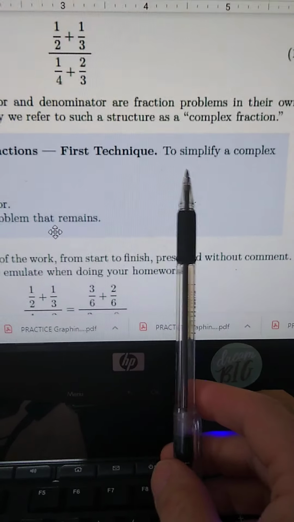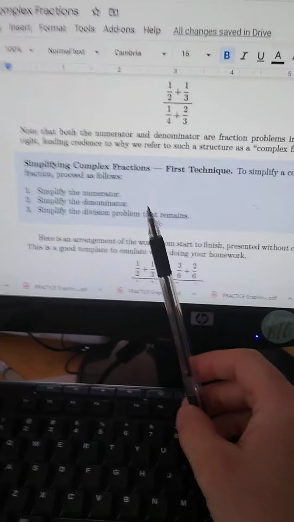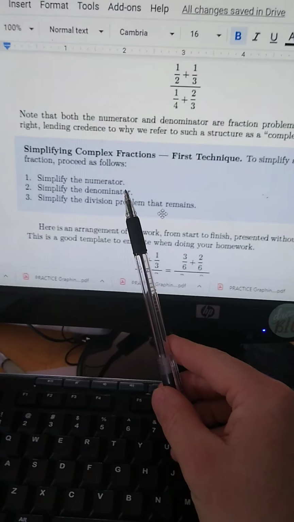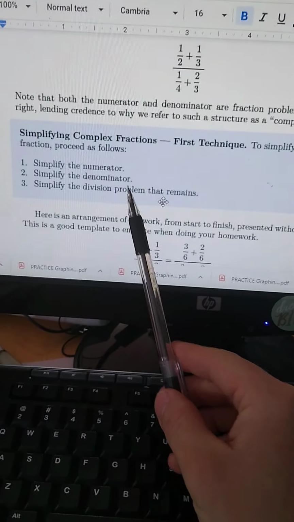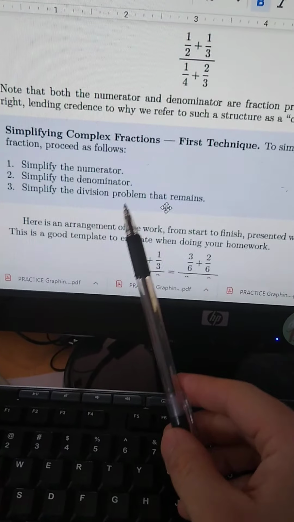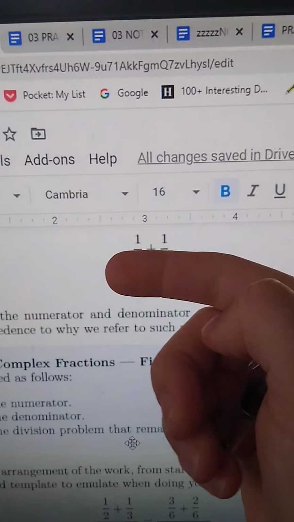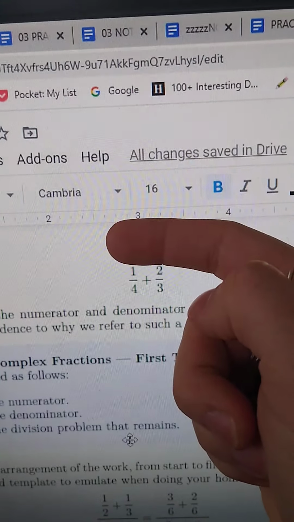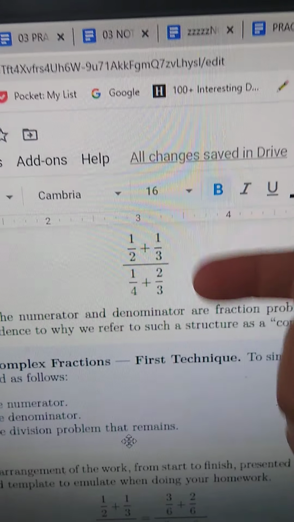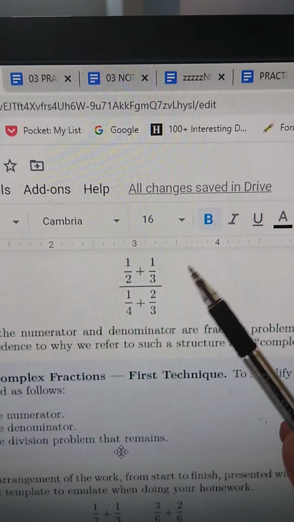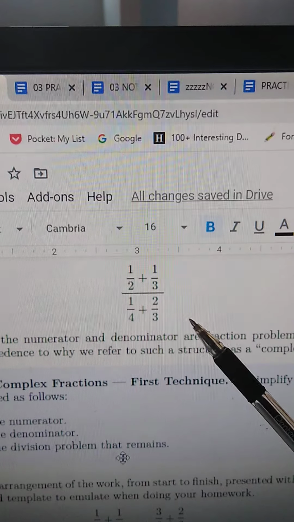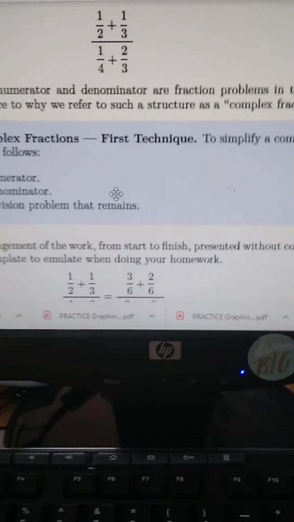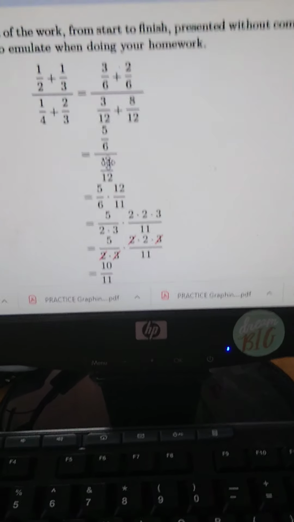The first one is to simplify a complex fraction. We're going to simplify the numerator, simplify the denominator, and then basically do it as a division problem. So in other words, we're going to treat this as if this is a problem by itself. What's a half plus a third? And then we're going to do this by itself. And then we'll have one fraction in the numerator, one fraction in the denominator, and then do a division problem. Okay, so that breaks it down into steps that we already know how to do.